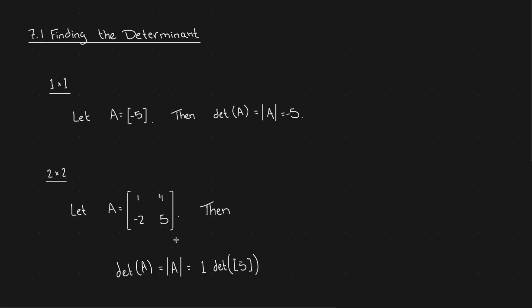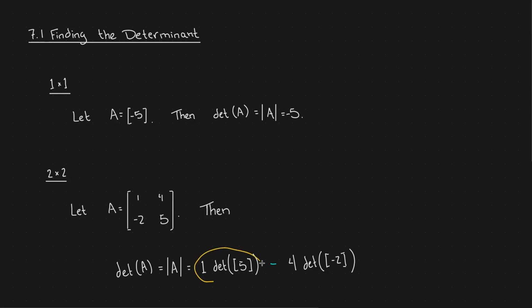Okay, and then I go to the next element in the first row, 4. I imagine canceling out the row and column that the 4 is in, and then I multiply that 4 by the determinant of whatever's left over. In this case, that's -2. So 4 times the determinant of -2. And then I just alternate sign. Plus, I don't need to write it because one's already positive, minus. Okay.